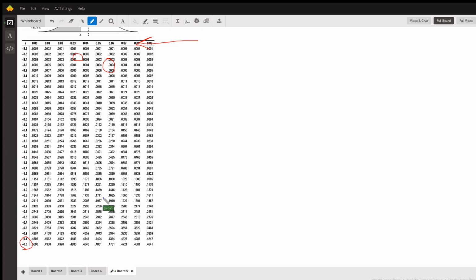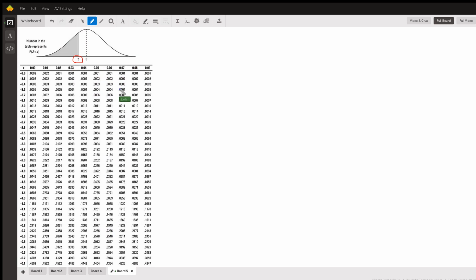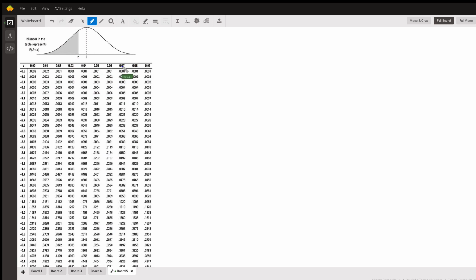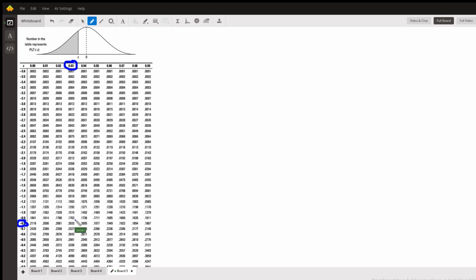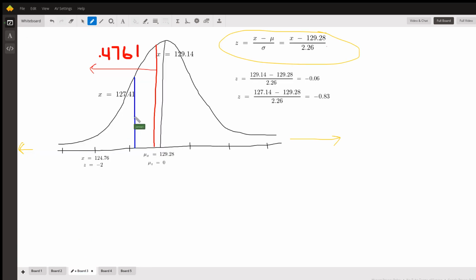0.83. So over here on the left we'll find negative 0.8, and then on here we'll find 0.03, and look at the intersection, which is going to be here. So with this saying, we have our number 0.2033. What this is saying is that the area of this z-score all the way to the left is 0.2033.